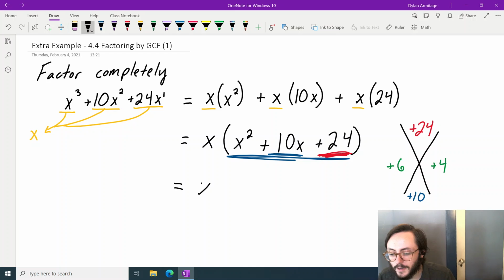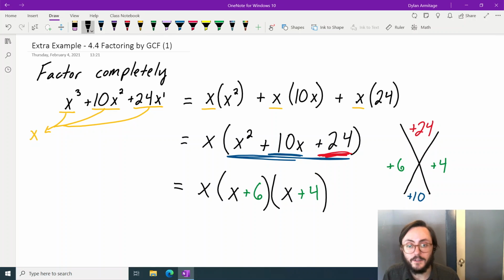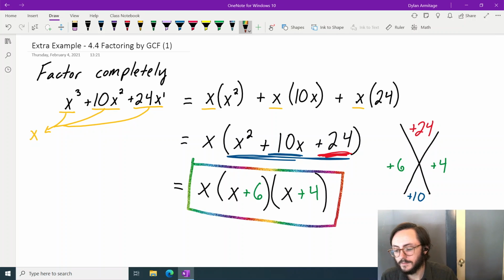So that means we have x times x plus 6 times x plus 4. Okay. Now we can't factor anything else because these are all unfactorable, right? We have this x here, the x plus 6, the x and the 6 do not have anything in common, and neither do the x and the 4, right? They are different terms. So this is our final answer. And there we go.